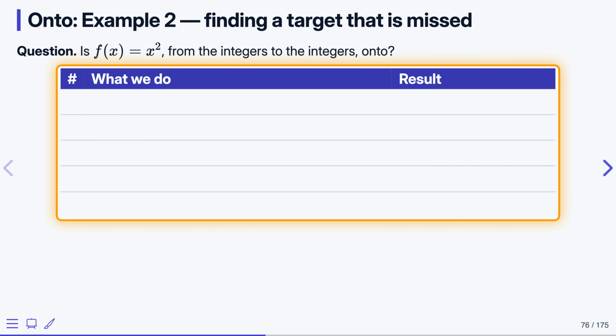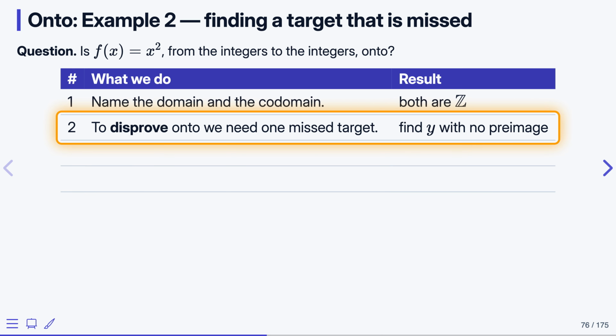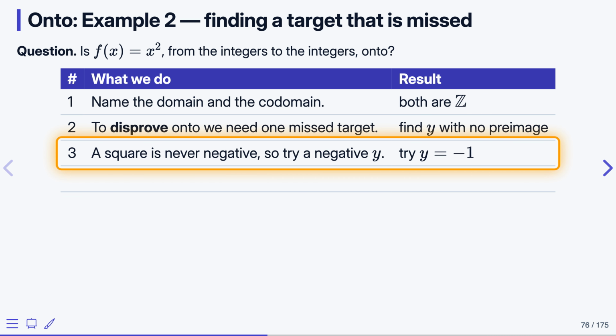Now the second example. Is f of x equals x squared from the integers to the integers onto? Step 1. Name the two sets. The domain is the integers, and the codomain is also the integers. Step 2. Remember the rule. To disprove onto, we do not need a general argument. One target that nothing reaches is enough. Step 3. Where should we look? A square is never negative, so a negative target is a good guess.